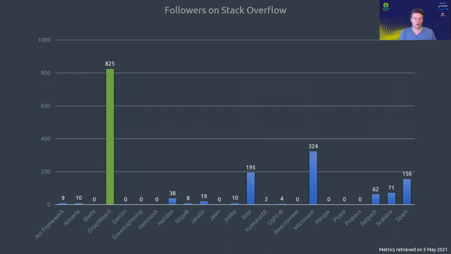Then when you look at the number of followers, it's Dropwizard. That's again the clear winner with more than 800 followers. So there's a lot of people interested in that. Then going down, Micronaut, Cator, Spark, there's quite some followers. And after that, it roughly goes down, with even more on zero here.